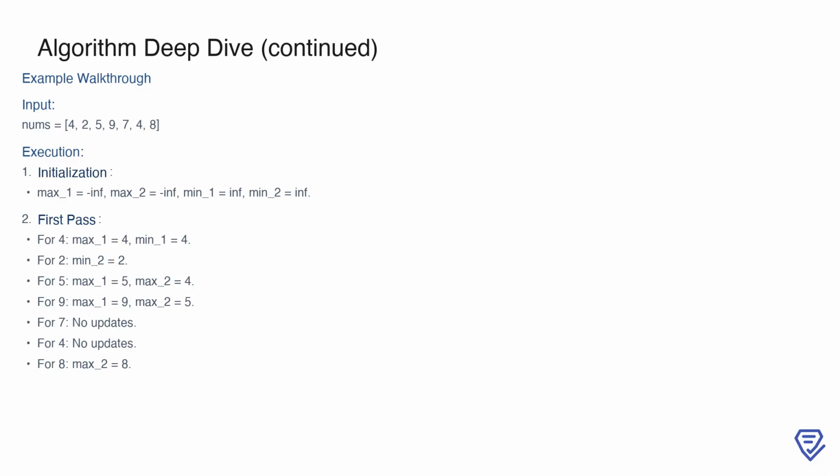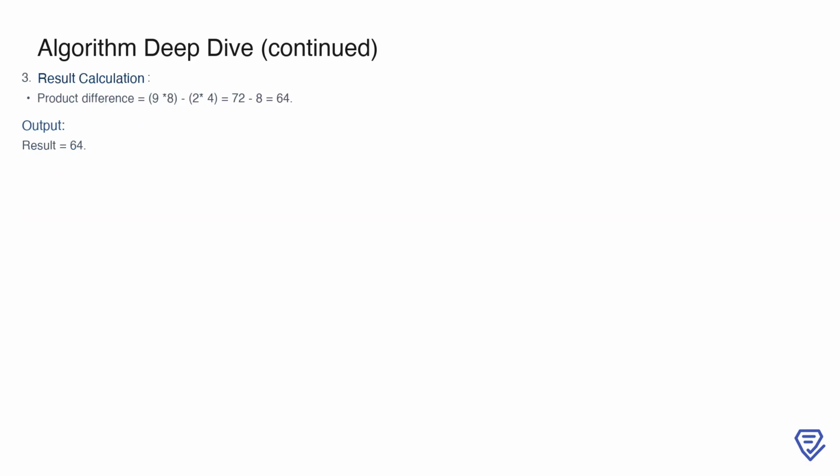At the end of the pass, we have max_1 equals 9, max_2 equals 8, min_1 equals 2, and min_2 equals 4. Now that we have the values, we can calculate the result. Using the formula, the product of the two largest numbers is 9 multiplied by 8, which equals 72. The product of the two smallest numbers is 2 multiplied by 4, which equals 8. Subtracting these values gives us the product difference, 72 minus 8 equals 64. Therefore, the output of the algorithm for this input is 64. This example illustrates how the algorithm efficiently processes the array to find the maximum product difference in a straightforward manner.